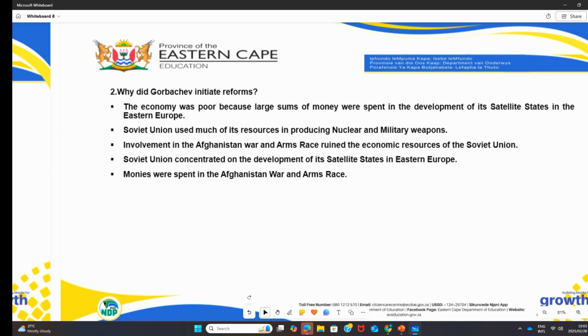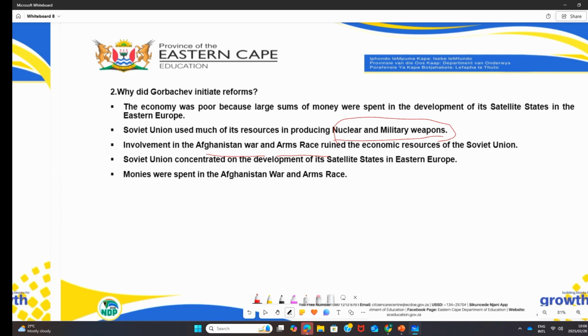The Soviet economy was poor by that time, because large sums of money were spent in the development of its satellite states in Eastern Europe. The financial resources of the Soviet Union were spent in developing other countries that were under Russia. Those countries were Eastern European states that believed in communism. They were using monies that were coming from Russia, leaving Russia bankrupt. The Soviet Union also used much of its resources on nuclear weapons, in the arms race, and in Afghanistan.